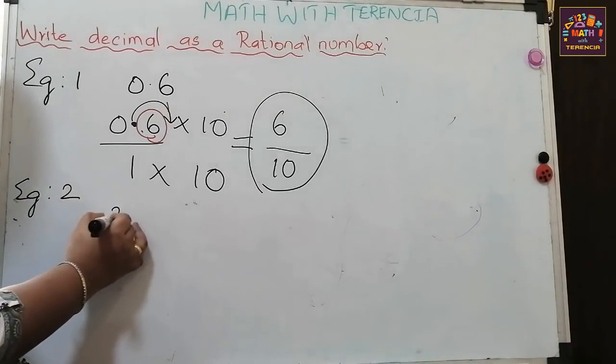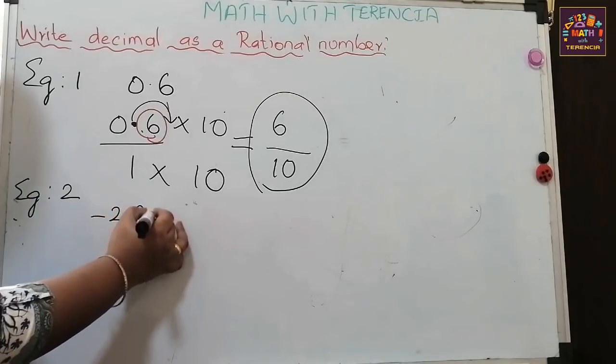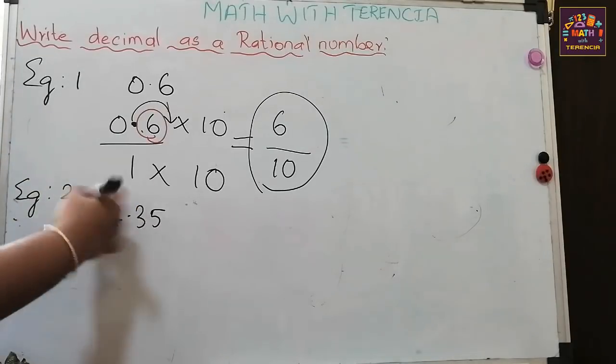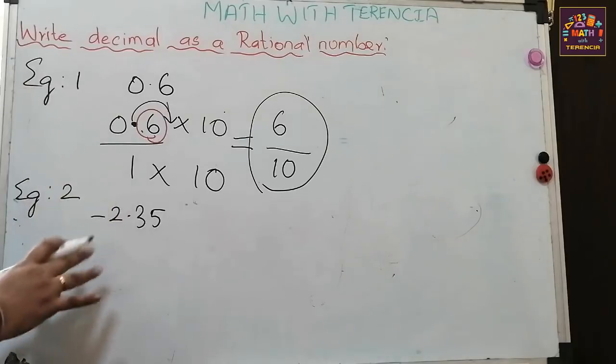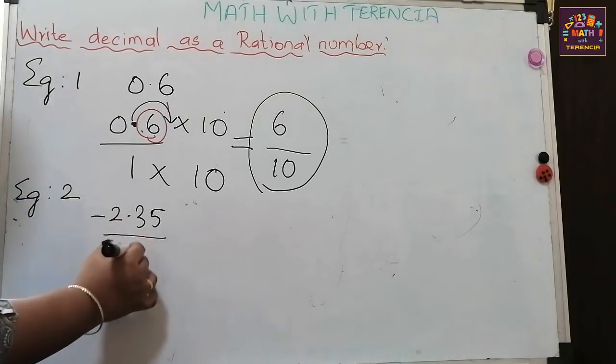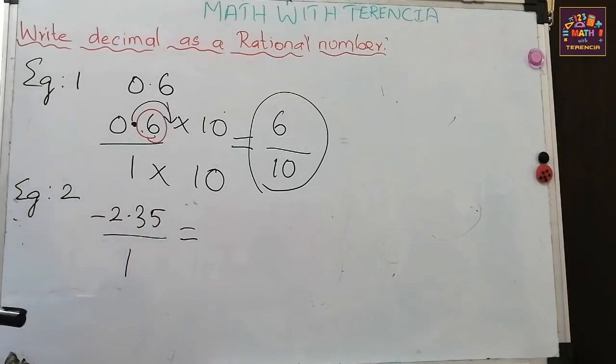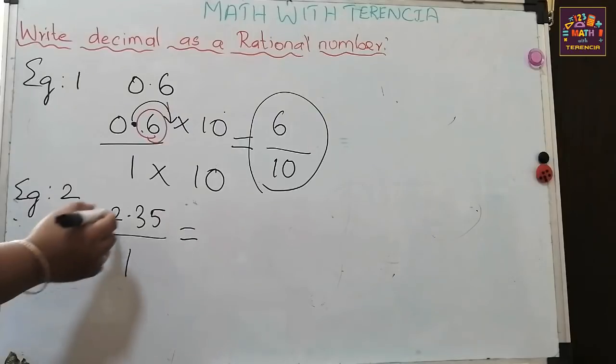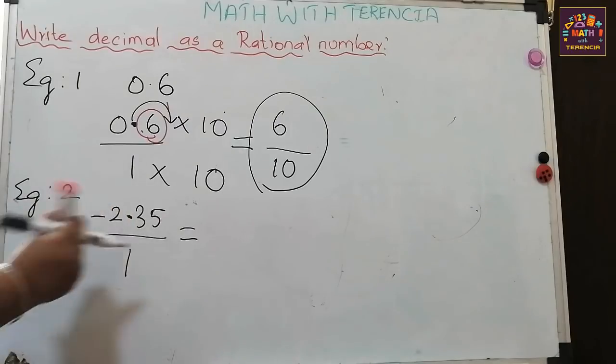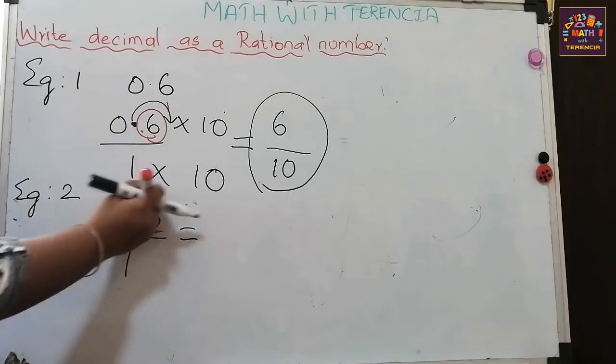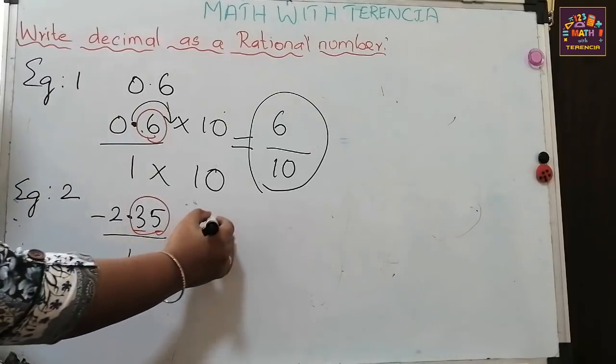So let me take minus 2.35. Don't bother about the minus sign. All the processes are the same. So have it as 1, the denominator. Now you count after the decimal point. How many digits do I have? 1, 2. So I need to multiply by 100.